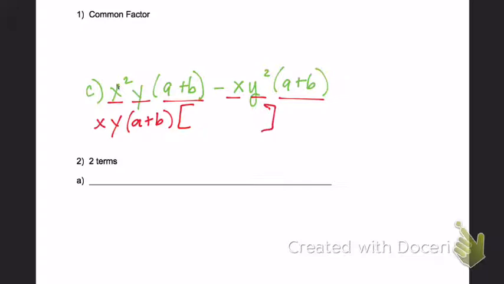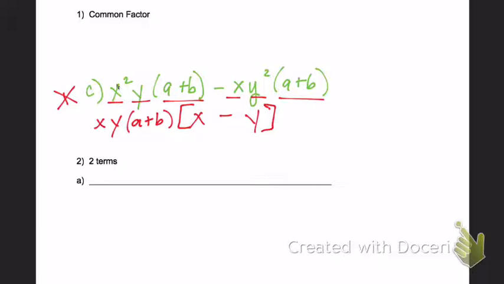If I were to take x y (a plus b) out of the first term, what is left? x. What is left in the second term? Negative y. So x minus y. Perfect. So those are examples of common factors. Those do get kind of difficult just because it's an easy concept. So something like this would be more prevalent on a quiz or test than maybe one of the first two.